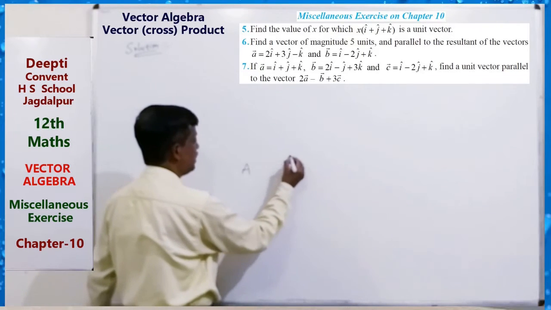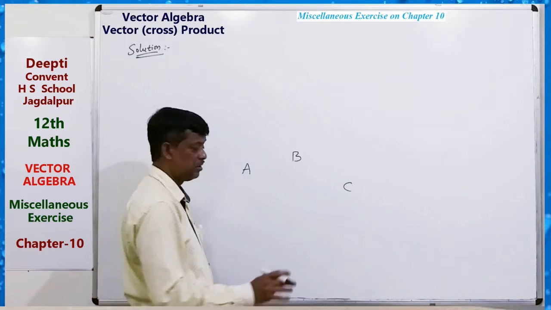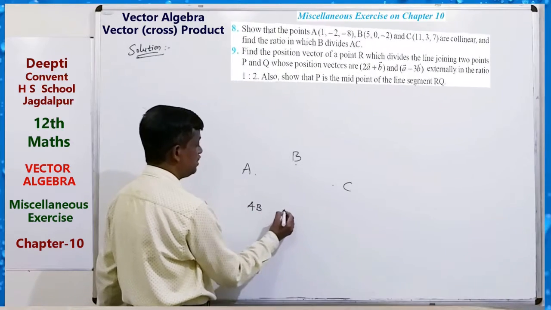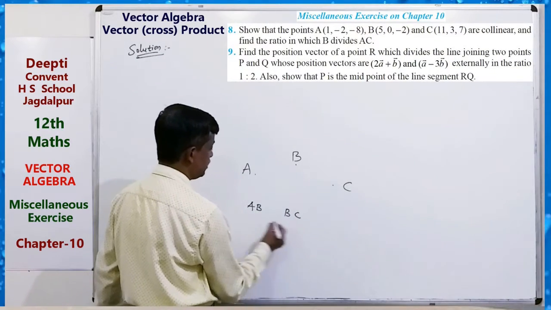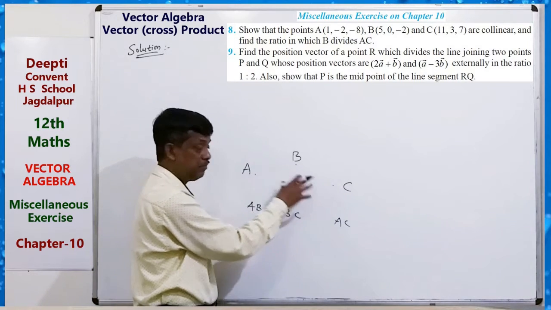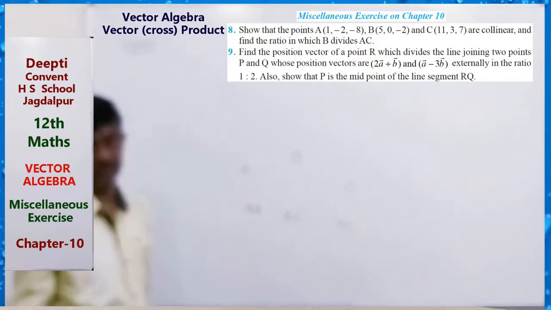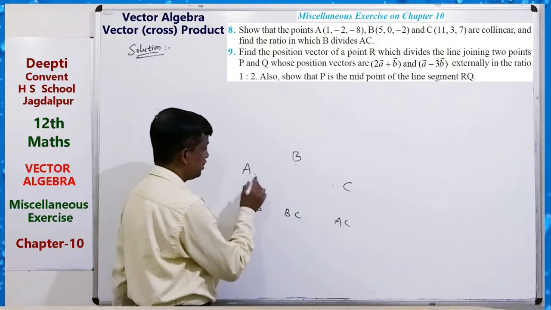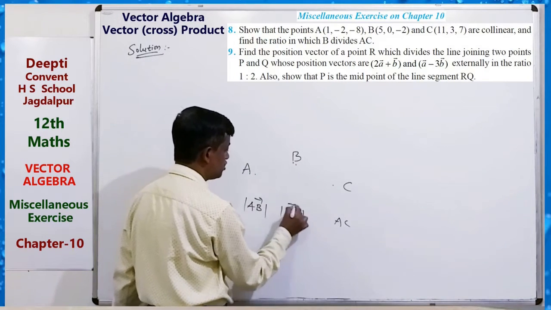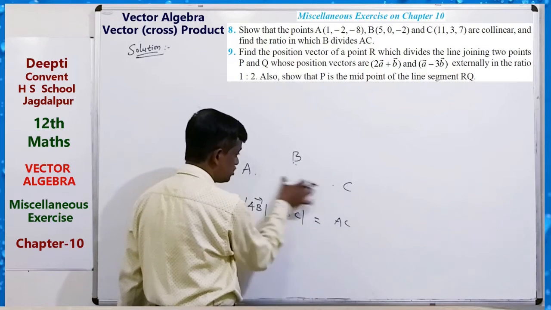Suppose they are points A, B, C. If they are collinear points, then AB, BC and AC: if AB plus BC, meaning modulus of AB plus modulus of BC, is equal to modulus of AC, then we can say these three points are collinear.